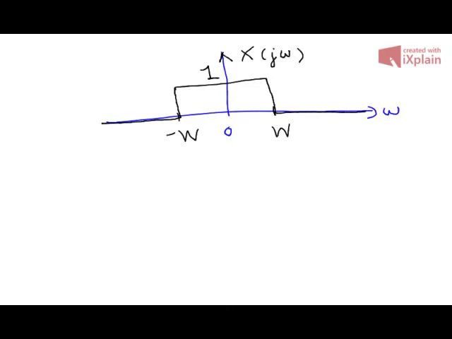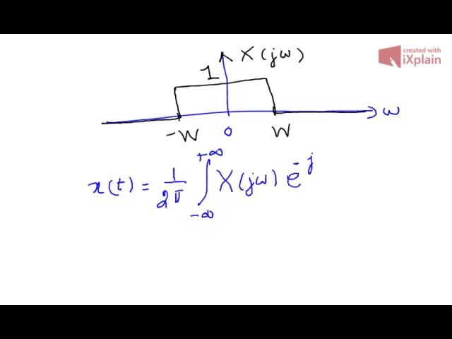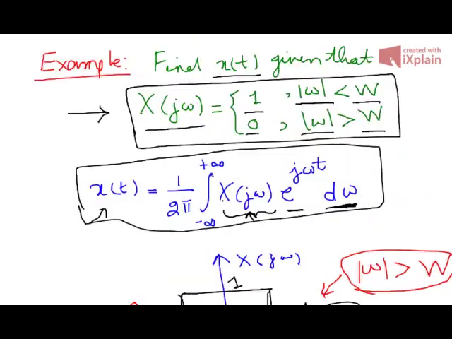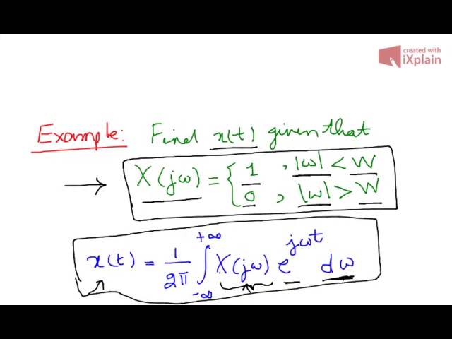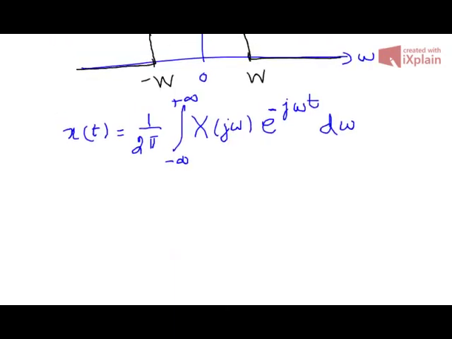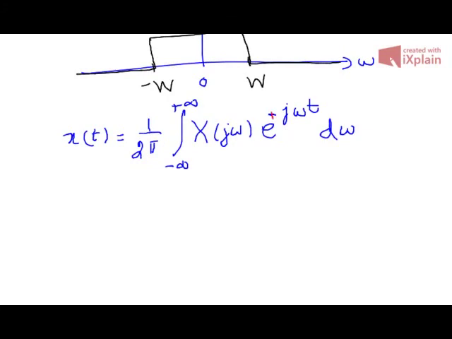Let's try to find the inverse Fourier transform for this one, and that is given by x of t equals 1 over 2 pi, integral from minus infinity to plus infinity, x of j omega e raised to the power minus j omega t, d omega. Let me rewrite that expression. I hope this is e raised to the power plus j omega t, not minus. It's not minus, it is e raised to the power plus j omega t. Make this correction. This one is basically a plus sign.